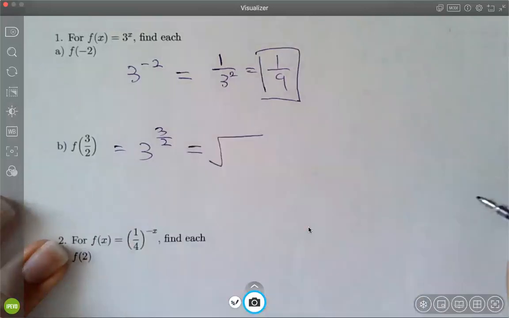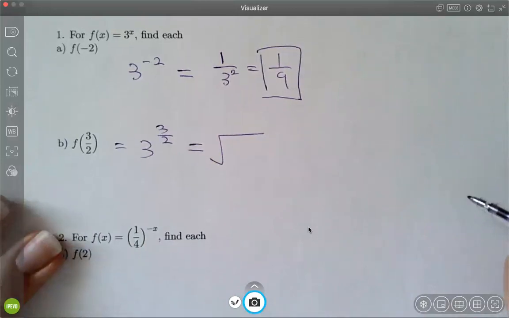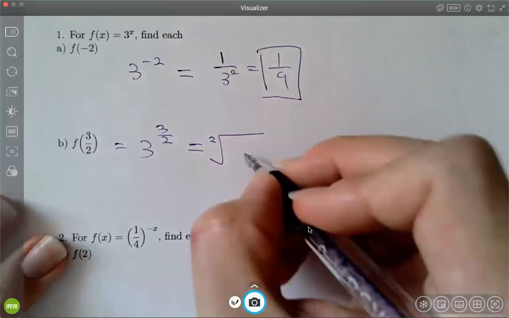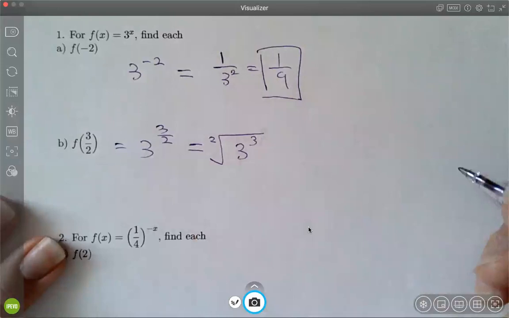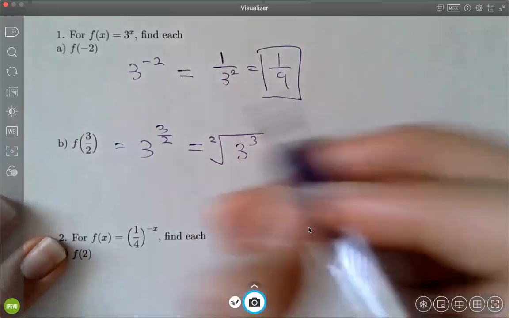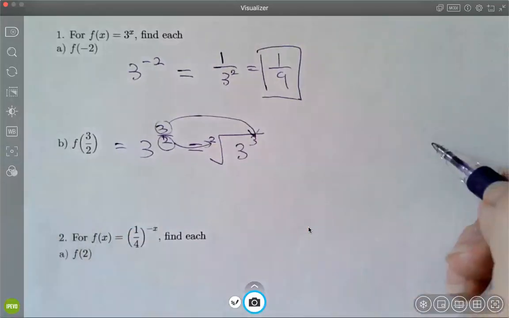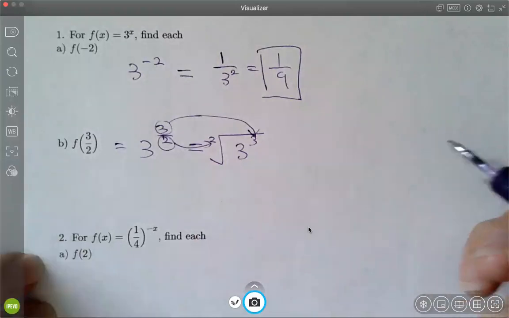And what goes under the square root symbol? Which number? Three. Or I guess I can write that as a hint. What goes under the square root symbol? 3 cubed. Remember that? That number goes under the root and the other number goes to the inside power. So this means the square root of 27.